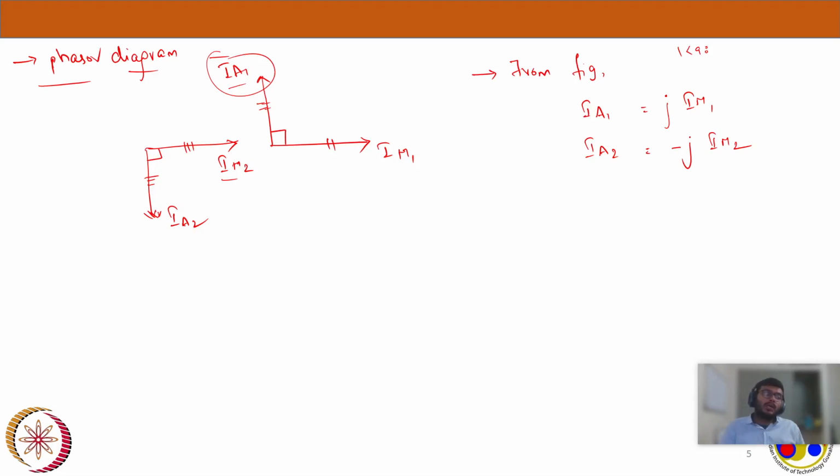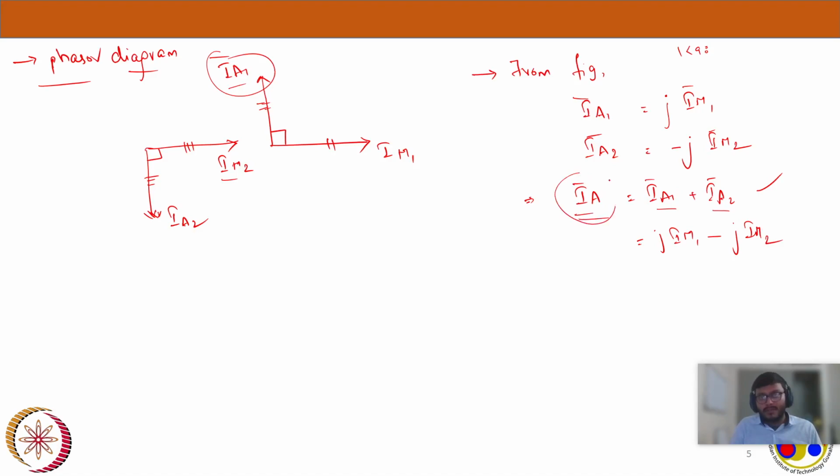I am just trying to write all my auxiliary current terms in terms of main winding, because finally we need everything in terms of main winding only. That's the final winding which we see in a single phase. There won't be any auxiliary. But we know Ia is equal to Ia1 plus Ia2. Unbalanced Ia is equal to positive sequence Ia plus negative sequence Ia. Now I'm just trying to replace IA1 and IA2 here: j IM1 minus j IM2 is equal to Ia.